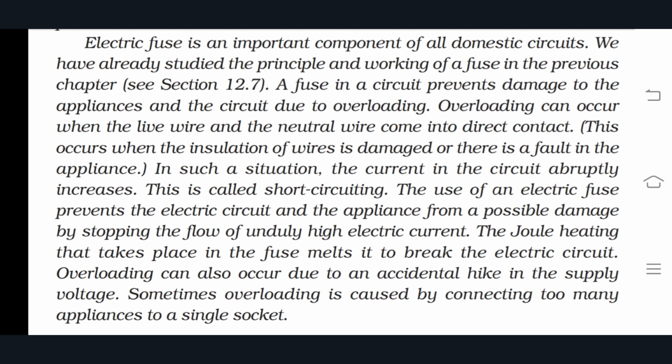Therefore, this occurs when the insulation of wire is damaged or there is a fault in the appliance. In this situation, the current in the circuit abruptly increases. This is called short circuiting. So short circuiting is nothing but damage between the two wires, where the live wire and neutral wire come into direct contact with each other. So the use of an electric fuse protects the electric circuit and the appliance from possible damage by stopping the flow of unusually high electric current.